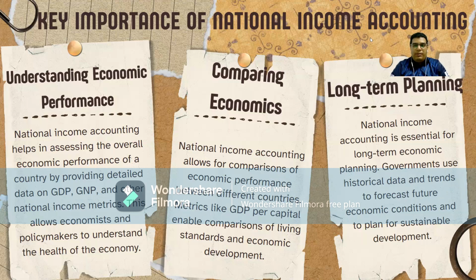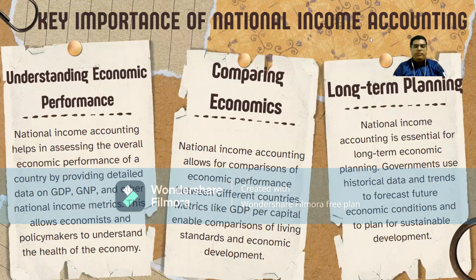The third one is long-term planning. National income accounting is essential for long-term economic planning. Governments use the historical data and trends to forecast future economic conditions and to plan for sustainable development.